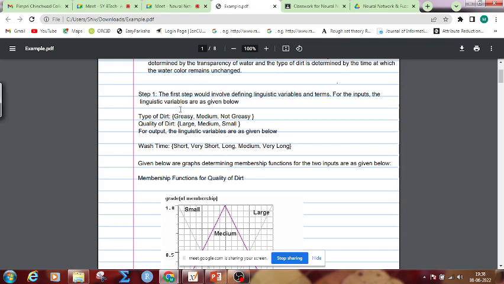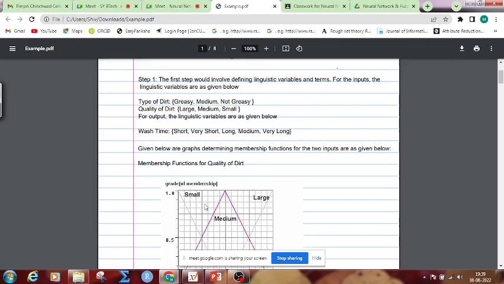One is type of dirt, that is greasy, medium, not greasy. These fuzzy classes we are defining, and for quality of dirt we are defining three classes: large, medium and small. I will just take 5 minutes to explain this problem. And the output is wash time, for which we are considering 5 fuzzy classes: short, very short, long, medium and very long.